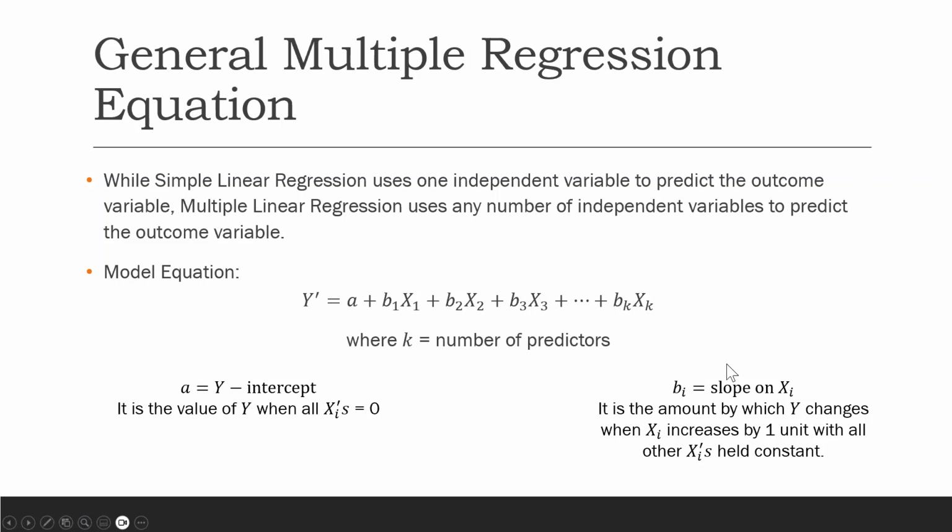One of the differences in interpreting our slope now is that the slope represents the amount by which y changes when that specific predictor increases by 1 while holding all of the other predictors constant. We want to see the effect of that specific predictor. That is what that slope represents, and all of the other predictors are held constant.